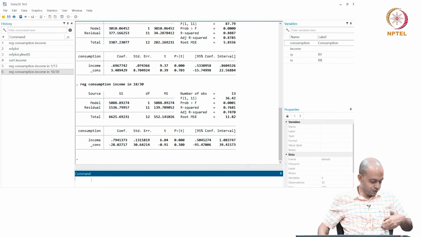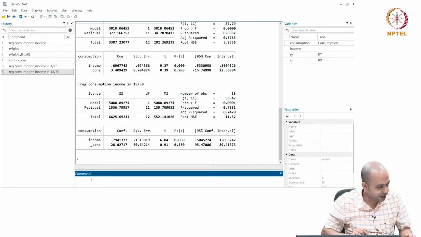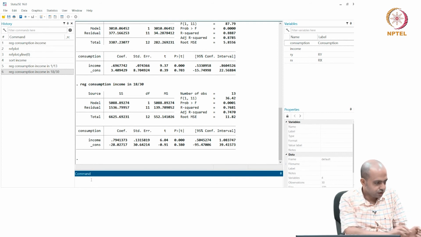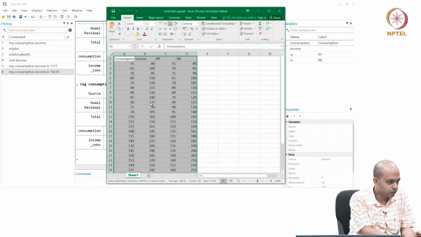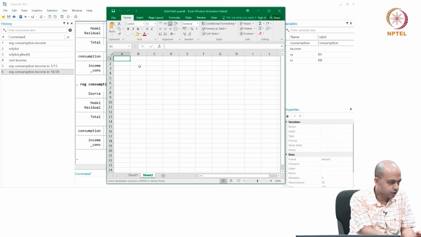Now, what should you do? You should construct your F statistic, right? And how will you do that? You have to remember your RSS2 and RSS1. So, RSS2 is 1536.79. So, I will put 1536 on the Excel sheet. So, this is, what is the value?